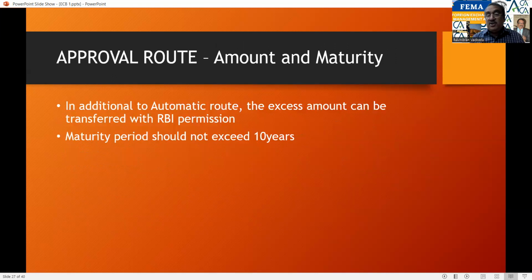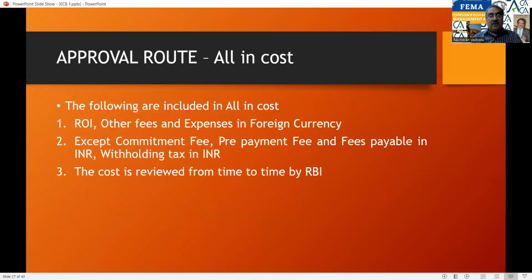And what's the amount of maturity? That is, in addition to the automatic route, the excess amount can be transferred with RBI permission. So this is very much important. So in case if there is more than the need, if you have got the money, you can transfer the money to any account, but it should be with the permission of the RBI. And the maturity period of that amount should not exceed 10 years under the approval route.